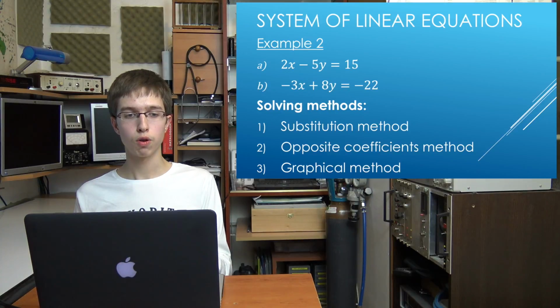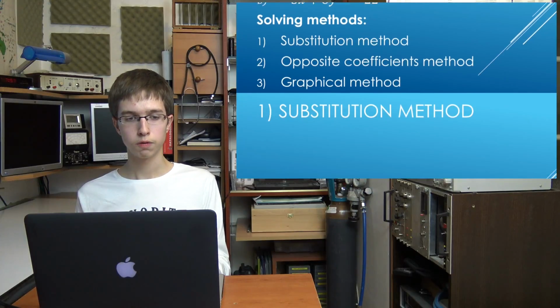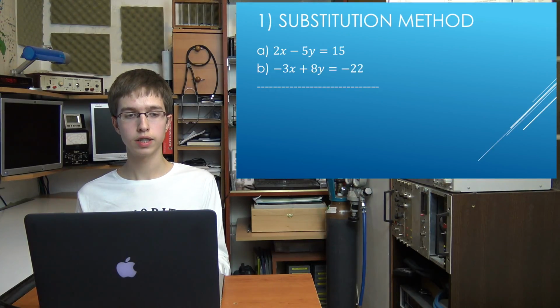Now we have some more complicated system of linear equations we'll solve using these methods: substitution method, opposite coefficients method and graphical method. So first is substitution method. We have these two equations and we have to first express x or y. We can pick which one of them from the first or from the second equations.